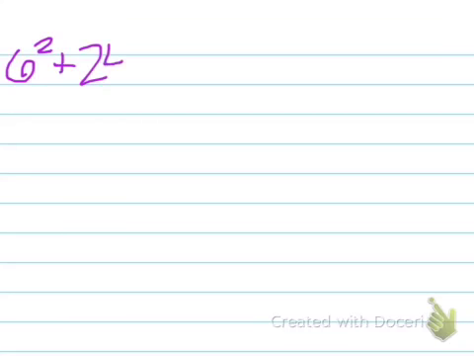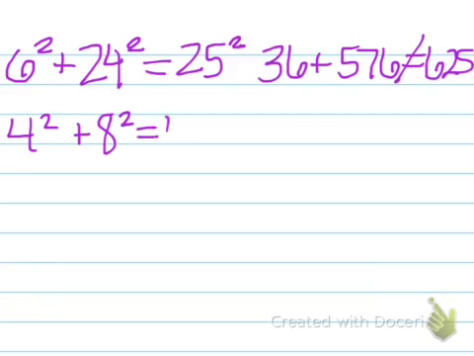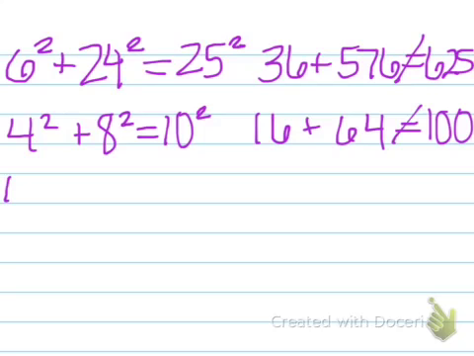First, we have 6 squared plus 24 squared equals 25 squared. So we would get 36 plus 576 equals 625. No, that doesn't quite equal. So we know it can't be that first one. What about the second one? We'll get 4 squared plus 8 squared equals 10 squared. So we'll get 16 plus 64. And that does not equal 100, which is what 10 squared would be.